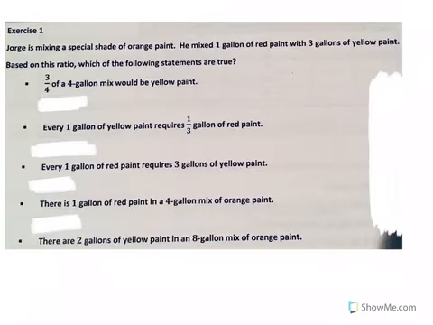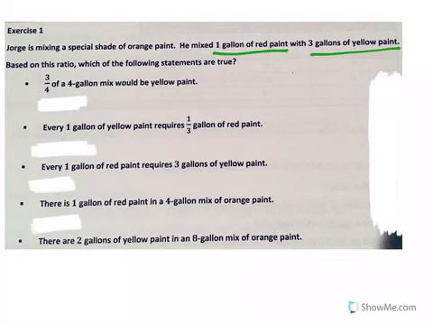Okay, this is example 1. This is from Eureka Math. Jorge is mixing a special shade of orange paint. He mixed 1 gallon of red paint with 3 gallons of yellow paint. Based on this ratio, which of these statements are true? So we have 5 different statements. We have to decide if they are true or false.